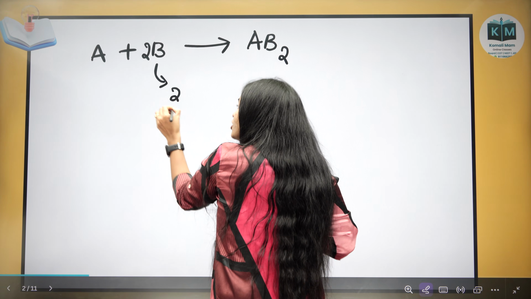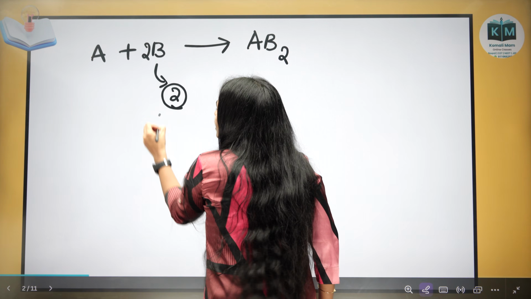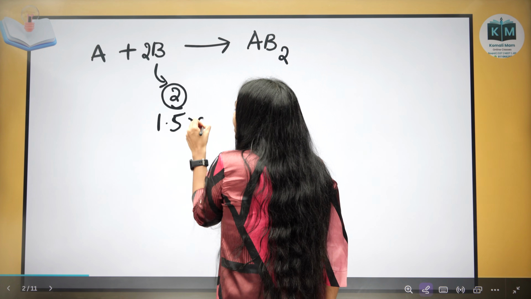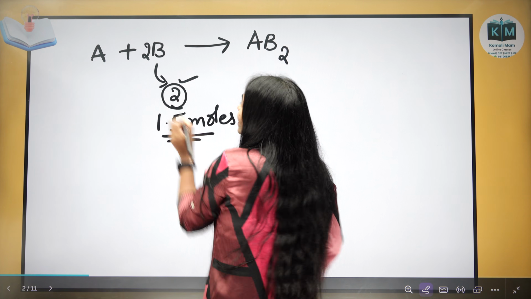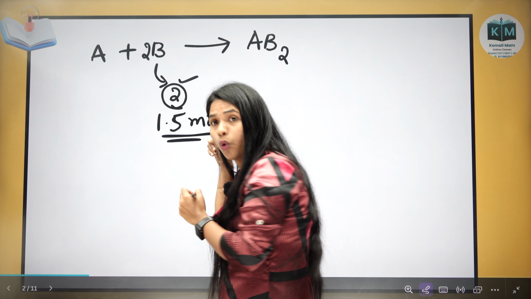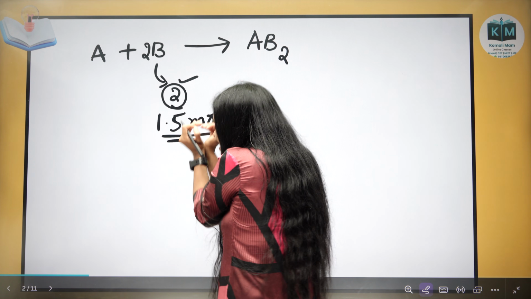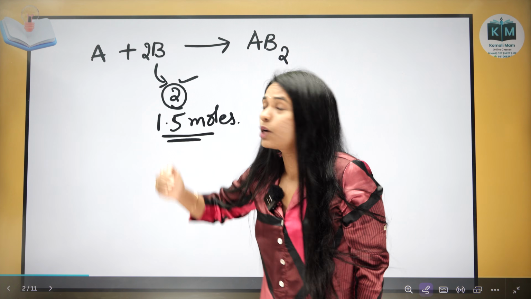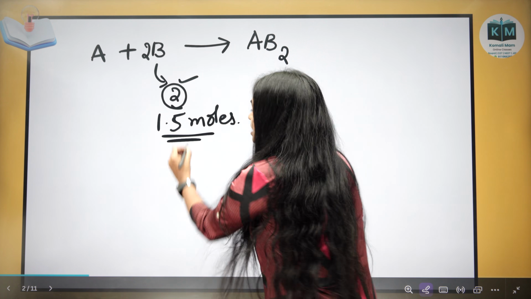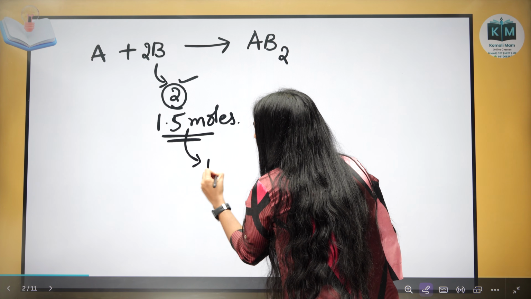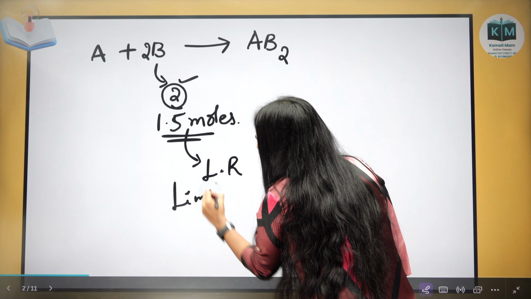Here B is needed as 2 moles, but instead of 2 moles, in the question it is given as 1.5 moles. So it is present less than required. It is required 2 moles, but present only 1.5 moles. So the substance which is present in lesser quantity than required by a balanced chemical reaction will be consumed first. This reactant is called the limiting reagent.